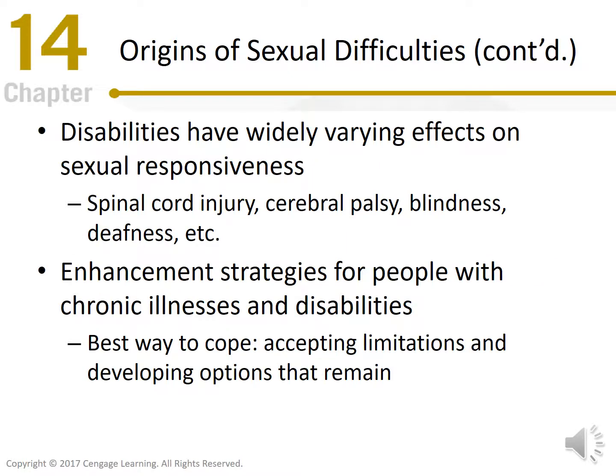Disabilities have widely varying effects on sexual responsiveness. Spinal cord injury, cerebral palsy, blindness, and deafness can have an effect on sexual responsiveness. Enhancement strategies for people with chronic illness and disabilities. The best way to cope is accepting limitations and developing options from what remains.